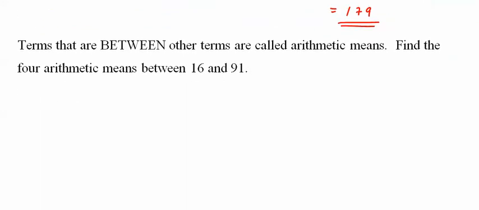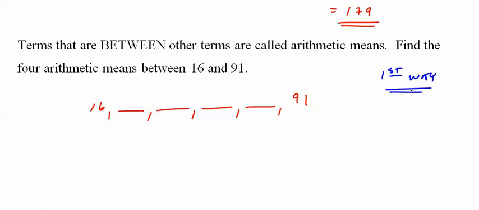Terms that are between other terms are called arithmetic means. So you write it out like this. That's 4 terms in there. So we can do it a couple different ways. I'll do it the way I'd prefer to do it. We have to add 1, 2, 3, 4, 5 times.